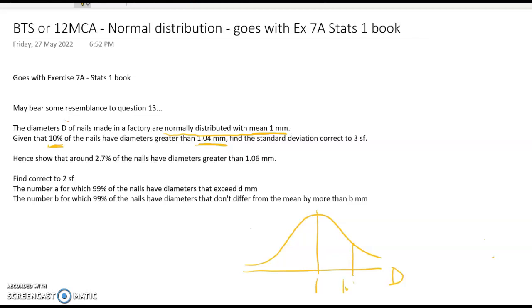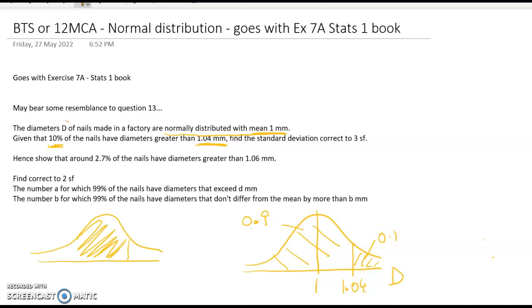So we can draw that on here and we can shade in that we've got 0.1 here, and that means that we know that we've got 0.9 here. Okay, and by now you guys know that the way that our tables work is that they work with the lower tail, right? So it's this 0.9 area here that is going to link up to our table. But we're not told the standard deviation, and we have to find it out correct to 3 significant figures. The way that we're going to do that is we're going to use the link up between the standard normal and the real life thing, which is usually called X, but in this case it's called D for diameter.